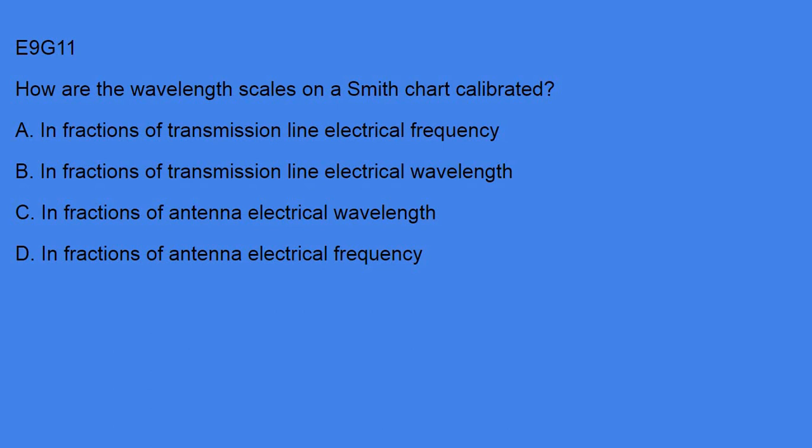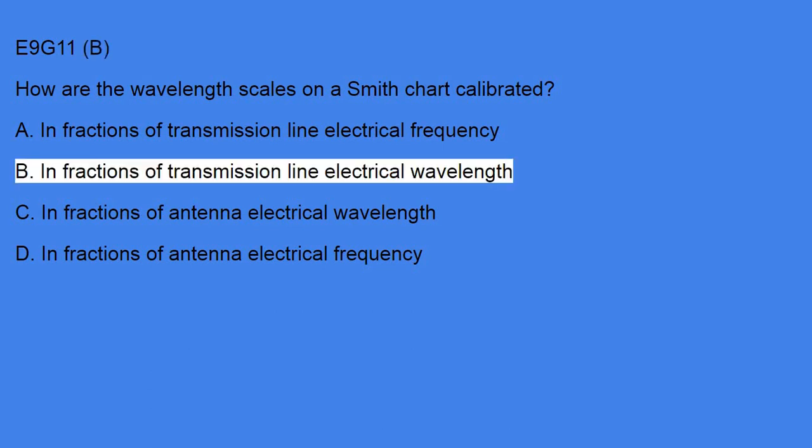E9G11, how are the wavelength scales of a Smith chart calibrated? In fractions of transmission line electrical wavelength.